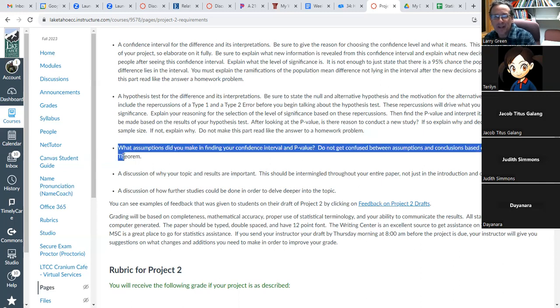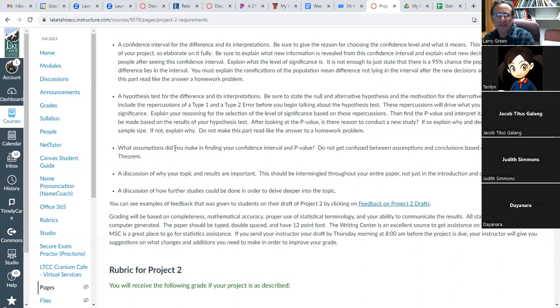Also, maybe towards the end, you should talk about what assumptions you made. By the way, if you think you have to make an assumption that you have a normal distribution, then your sample size was too small and you're not allowed to do that. So the normal distribution should not be one of the assumptions because your sample size has to be bigger than 30. What assumptions might you have to make?